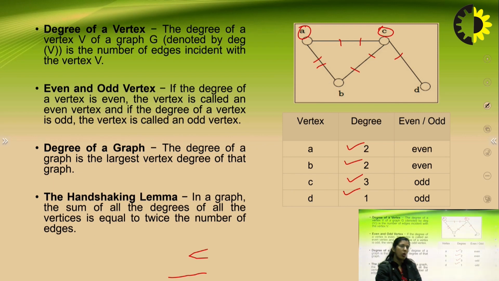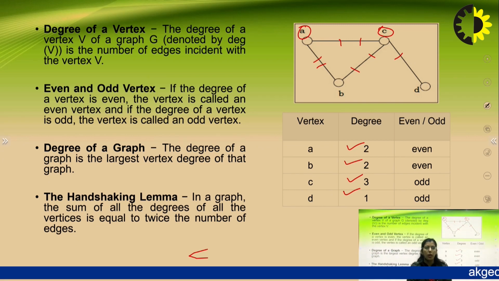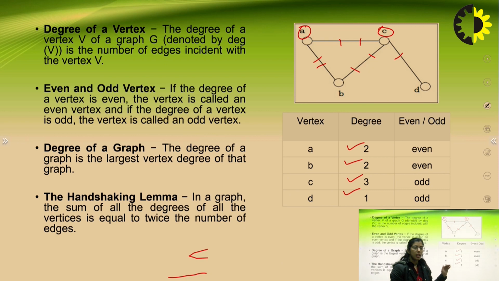Next, even and odd vertex. As the name suggests, if the degree of a vertex is even, then it is called an even vertex, and if the degree of the vertex is odd, then it is called an odd vertex. So here we can see for A we have degree 2, so it is an even vertex. Similarly, B is also an even vertex. But in case of C and D, we can see the degree is an odd number, so both of these vertices are odd vertices.